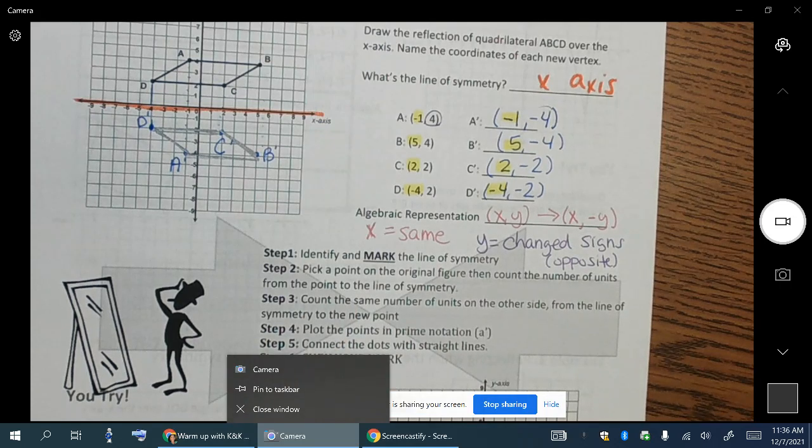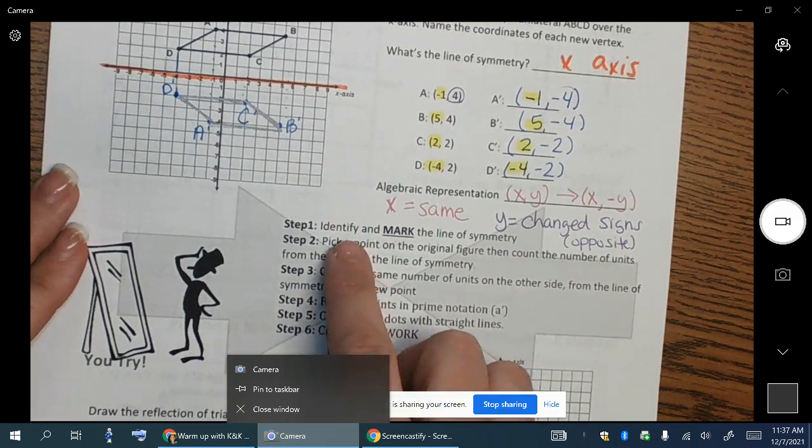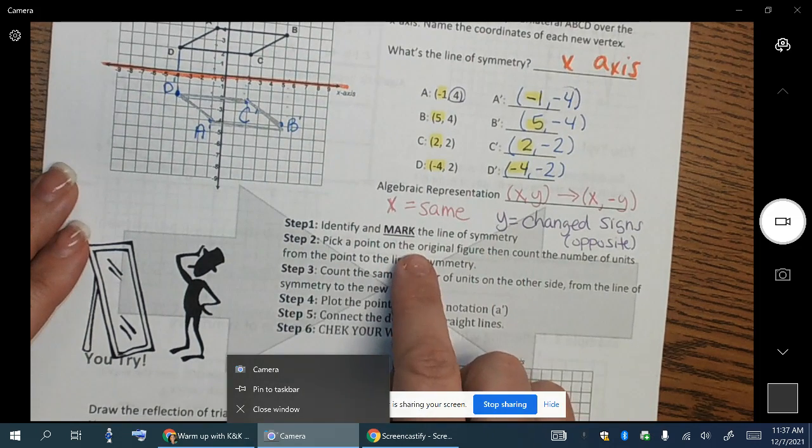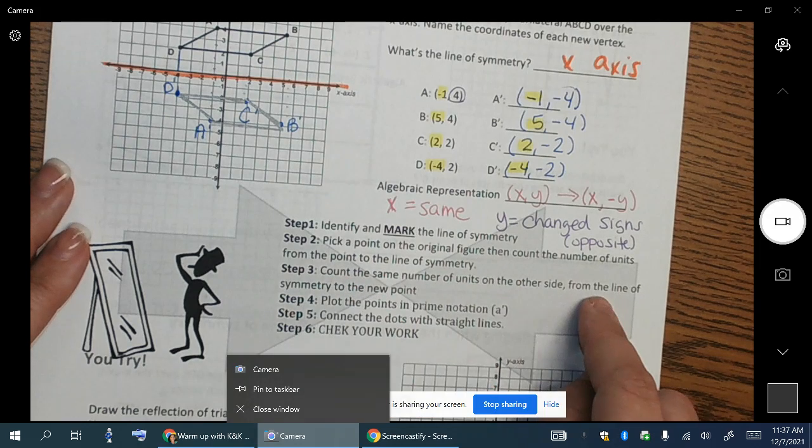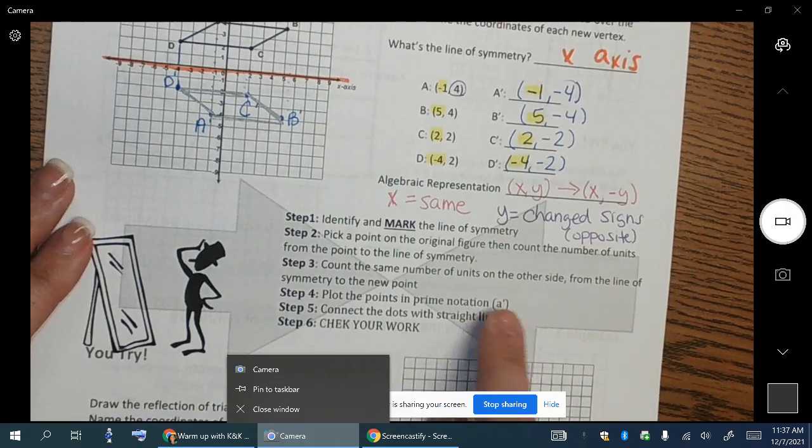So say for like 2 and 2, it's just 2 and then you just put a negative on the other side? Yep. And that's all we're doing? You just change the sign. Very easy. Okay? The biggest part is making sure you know which line you're reflecting over and remembering which rule is which. So every single time, mark your symmetry. Count the number of points, how far you are from the line of symmetry, and then do the same on the other side. Make sure you put the prime on them and connect them.